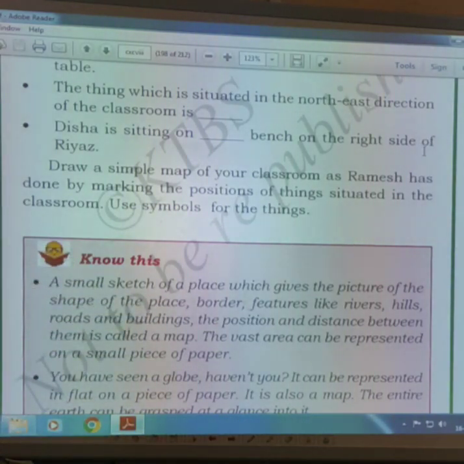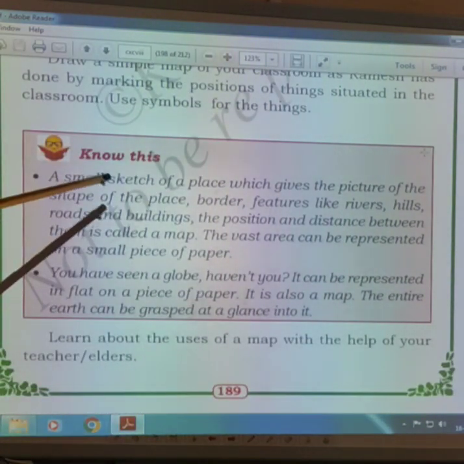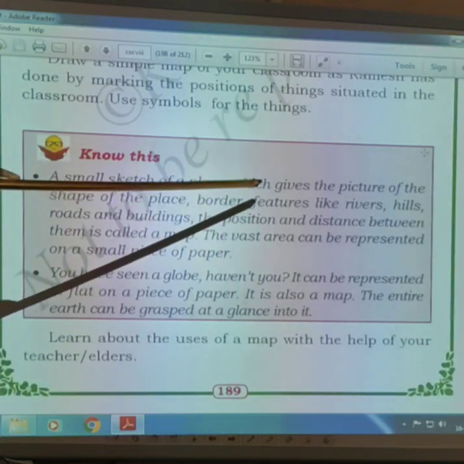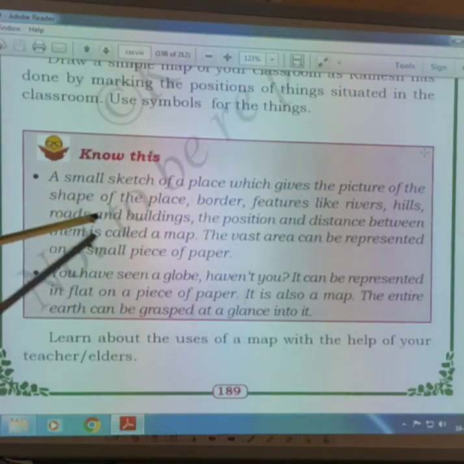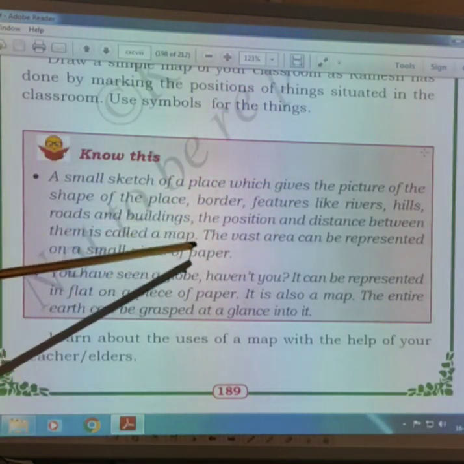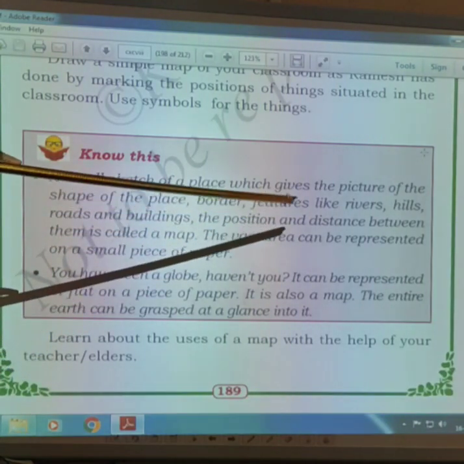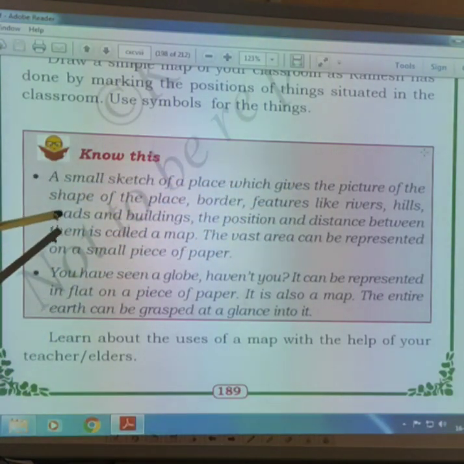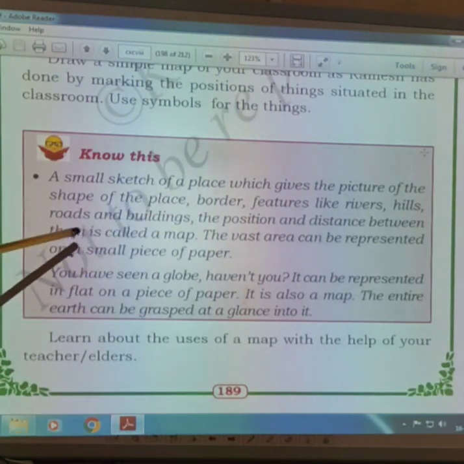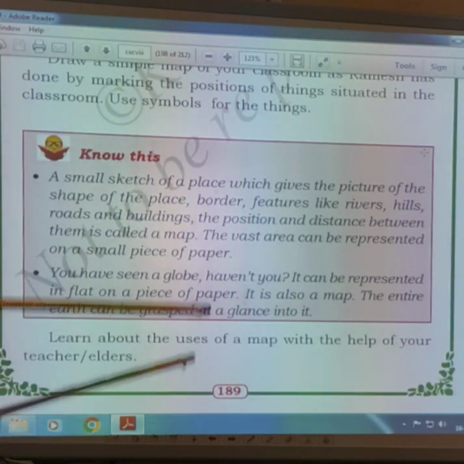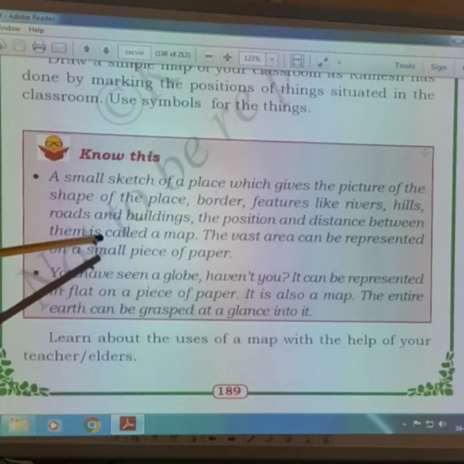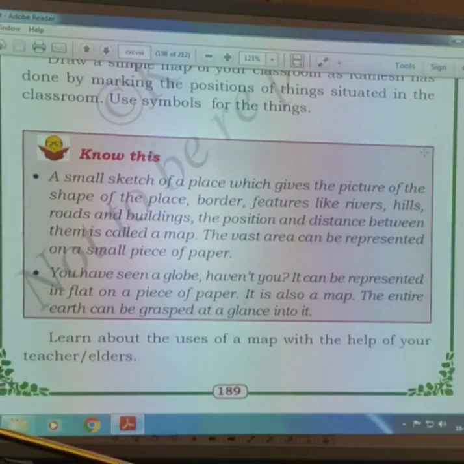Okay, some important points. A small sketch of a place which gives the picture of the shape of the place, border, features like rivers, hills, roads and buildings, and the position and distance between them is called a map. The vast area can be represented on a small piece of paper.